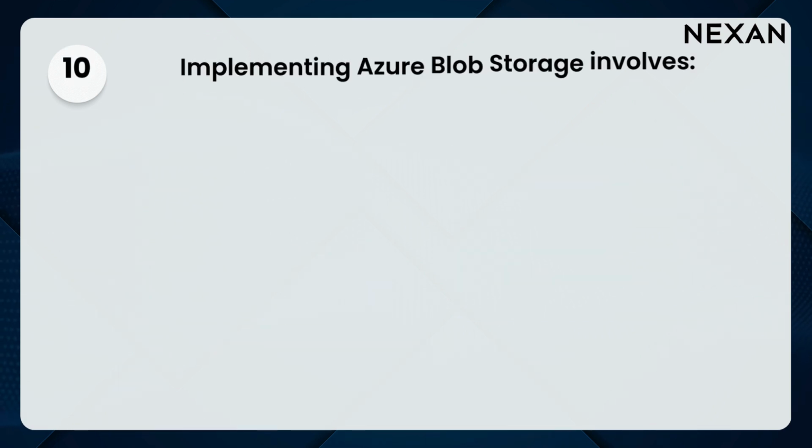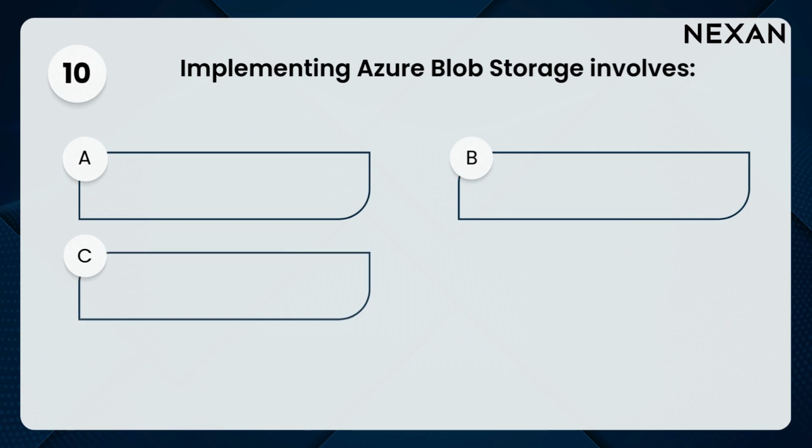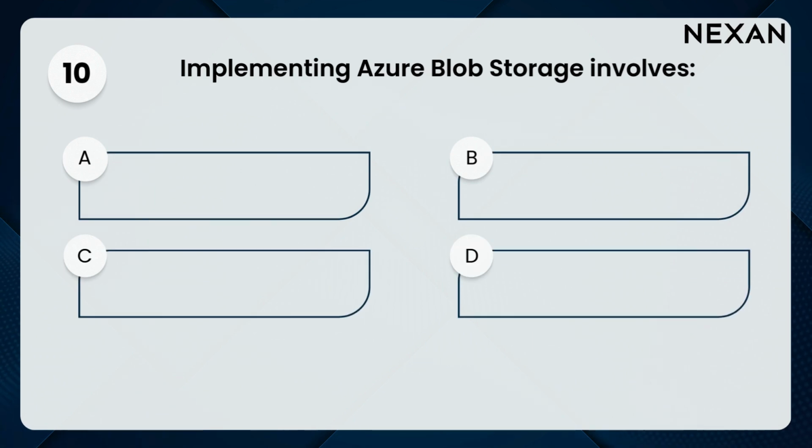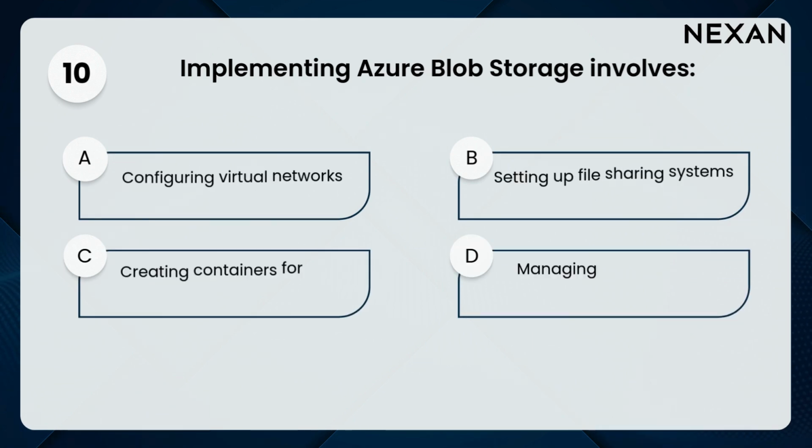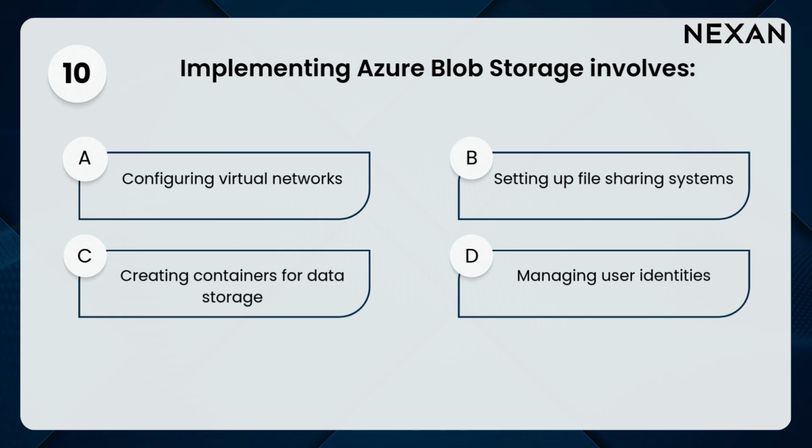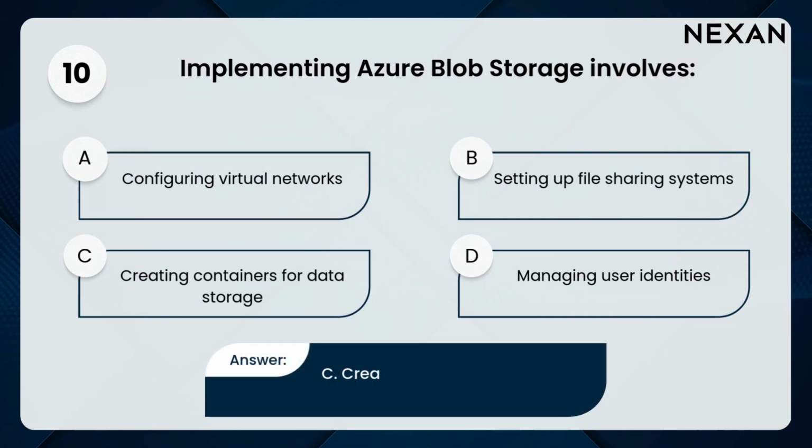10. Implementing Azure Blob Storage involves A. Configuring virtual networks. B. Setting up file sharing systems. C. Creating containers for data storage. D. Managing user identities. Answer: C. Creating containers for data storage.